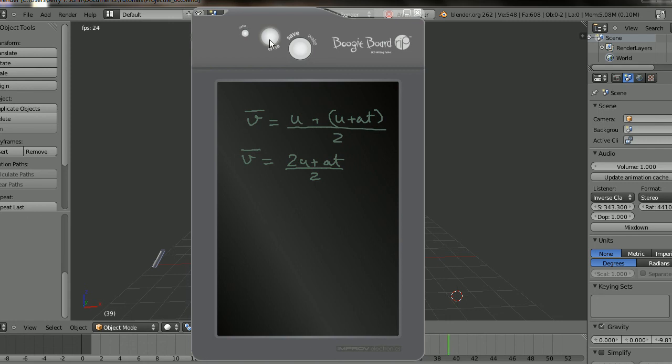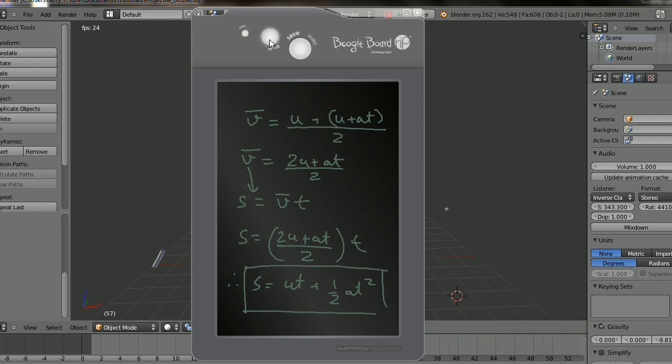Now let's plug this into s is equal to average velocity into time, and therefore s is equal to (2u plus at) divided by 2 into time, and therefore we get down to s is equal to ut plus half at squared. This equation has taken into consideration the speed you were initially moving at, and has also factored in the fact that you were speeding up while you were traveling.